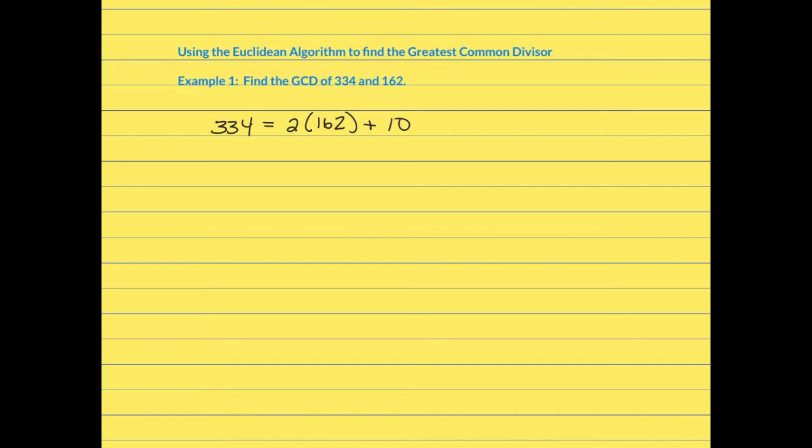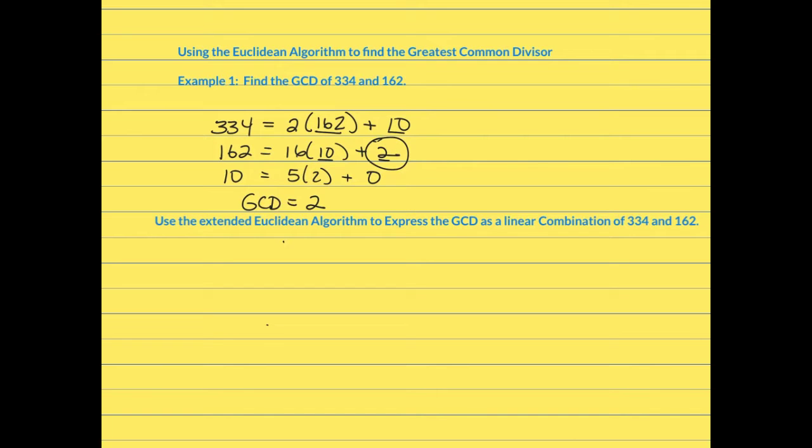And then we're going to repeat this process using the 162 and the 10. So 162 is 16 times 10 plus the remainder of 2. Repeat the process again, now on 10 and 2. 10 is 5 times 2 plus 0. So we stop when we get a 0 remainder. And the last non-zero remainder is our greatest common divisor. So the GCD of these two numbers is 2.